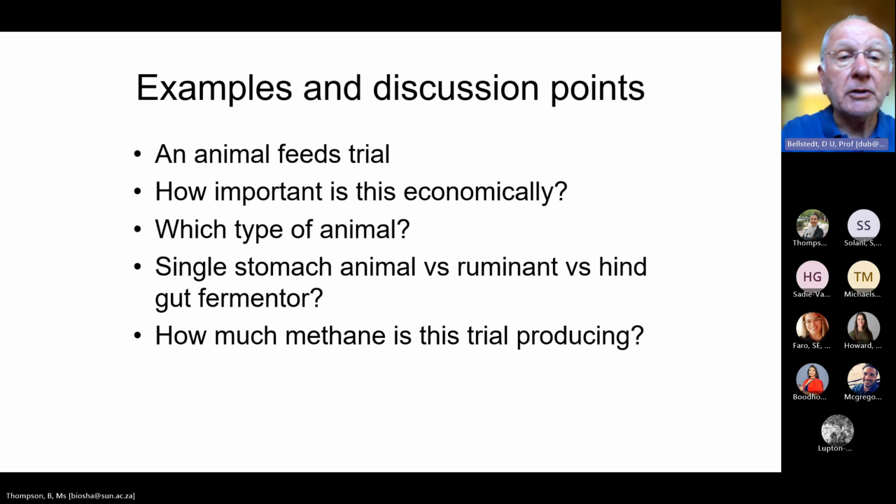So if we go to the next slide, let's look at an animal feeds trial. How important is this economically? Definitely yes, because we are dependent on more and more nutrition for the human population. So those are strong motivations for such a trial. Which type of animal? Again, single stomach animal like chickens, ruminants like cows, hindgut fermenters like rabbits. These are all considerations. How many animals do you need? Are the animals justified? Yes, they are, because we need to feed the human population. And then there are factors which play a role here, is how much methane is the trial producing? Cattle, through digesting food, produce methane. And methane is a gas which leads to global warming. And this is one of the factors that counts against cattle production in general in the world. So these are factors that we look at.